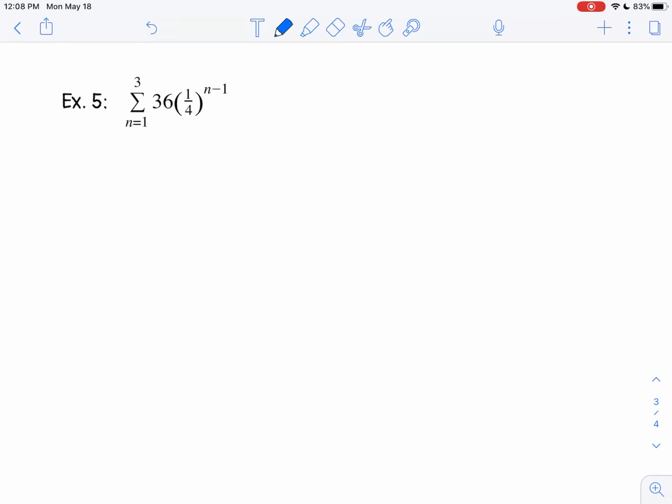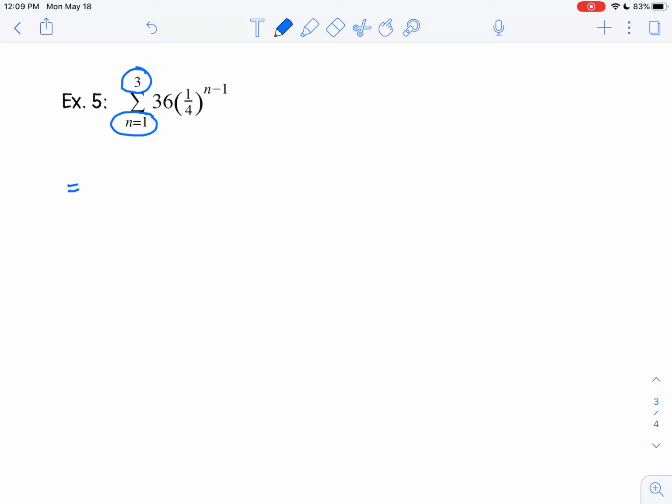Okay, so example 5. I'm going to start where n equals 1. So I'm going to plug in 1 for n, 2 for n, and 3 for n, and I'm going to stop there. And I know I'm going to stop there because the top number is 3. So I don't want to keep going. I don't want to go to 4, 5, 6, 7. So we're going to plug in 1 and 2 and 3, and then we're going to add up the terms.